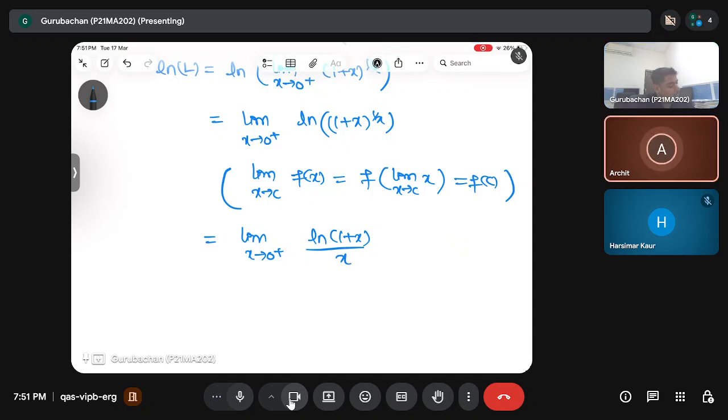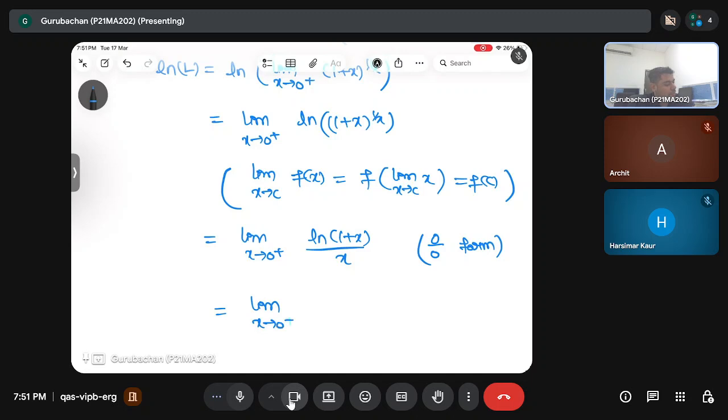This is 0 by 0 form, so we can apply the L'Hopital rule here. So what will the L'Hopital rule give us? 1 by 1 plus x divided by 1, which is nothing but 1.